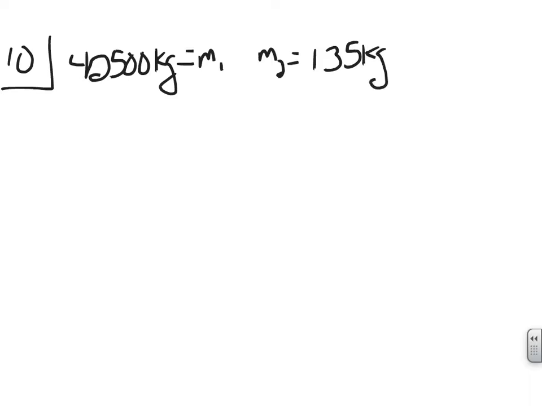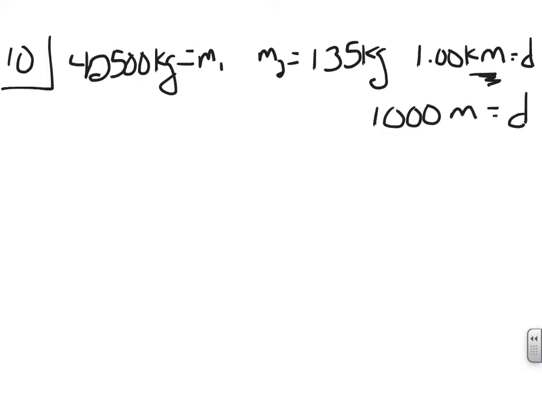Spaceman Spiff is stranded from his ship. The ship has a mass of 42,500 kilograms, and Spaceman Spiff has a mass of 135 kilograms. They are located 1 kilometer apart. So this is M1, that's M2. The kilograms is clearly a duh. But this is in kilometers, that's evil. So this is another one where we need to convert. Kilo means 1,000, so this is really 1,000 meters. So we'll deal with it like that.